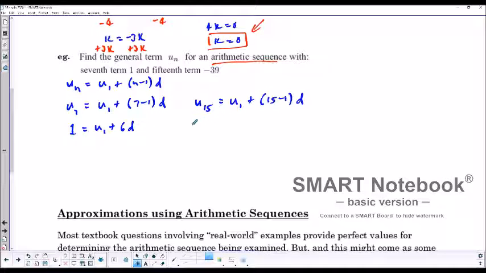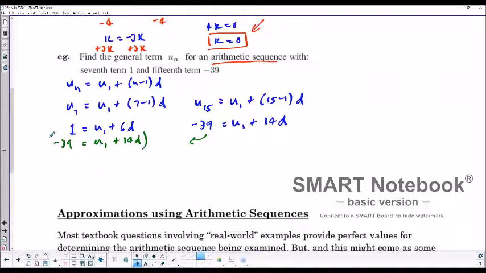So the 15th term is negative 39. So negative 39 equals u1 plus 14d. And then we can do some substitution or elimination, whatever we want to do. I'm going to write this under here. I usually like doing elimination. So I'm going to have negative 39 equals u1 plus 14d.